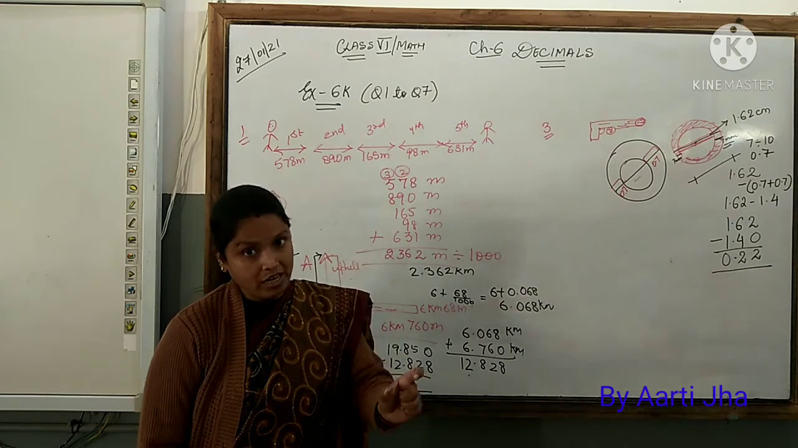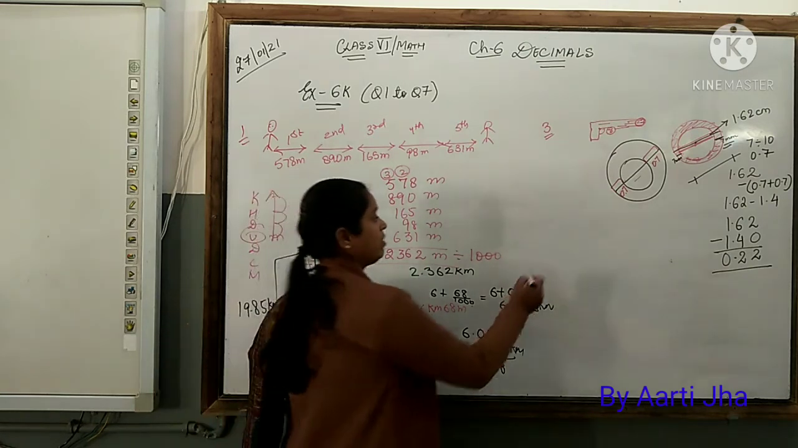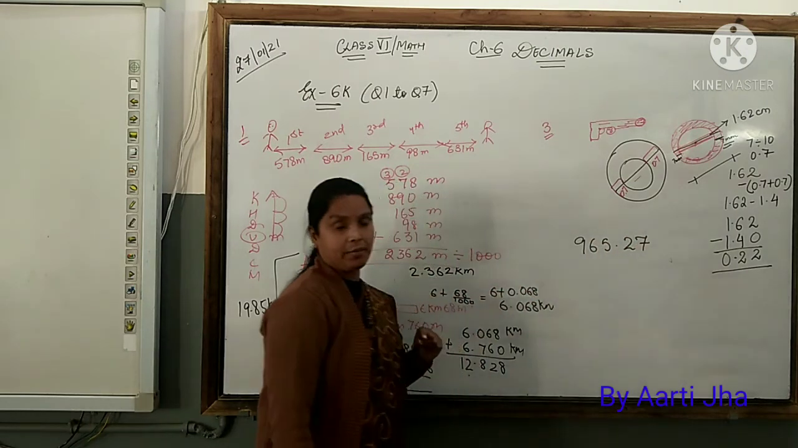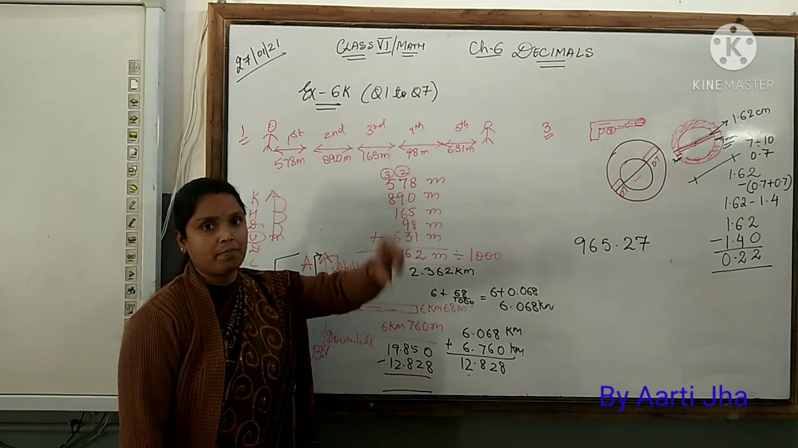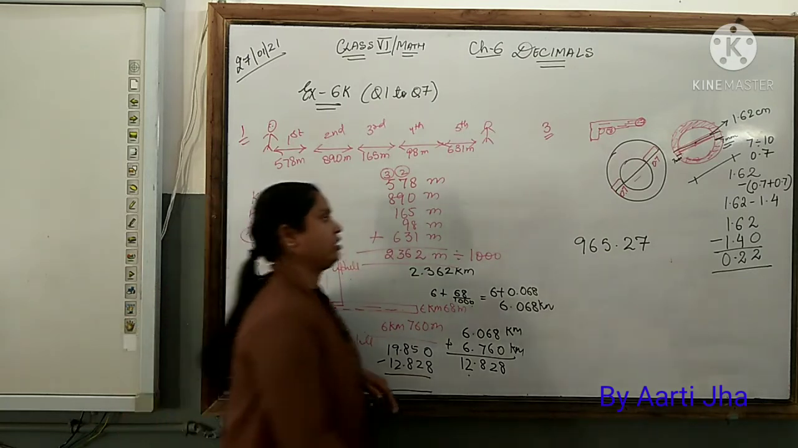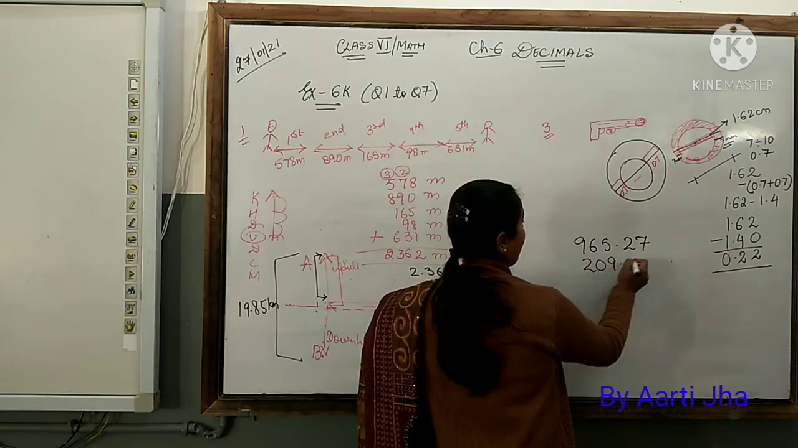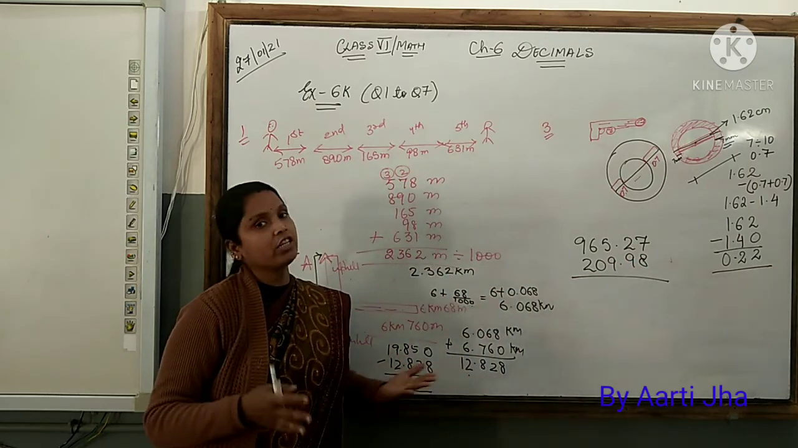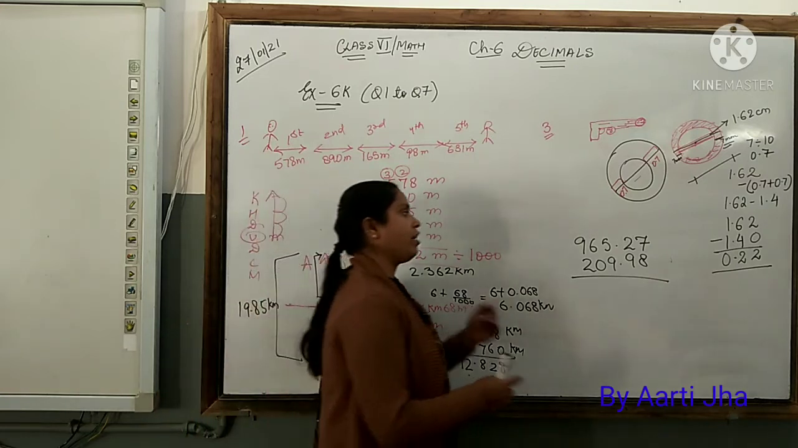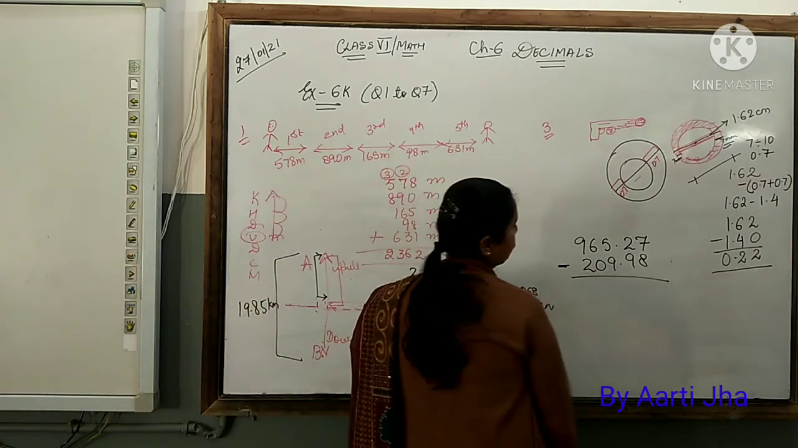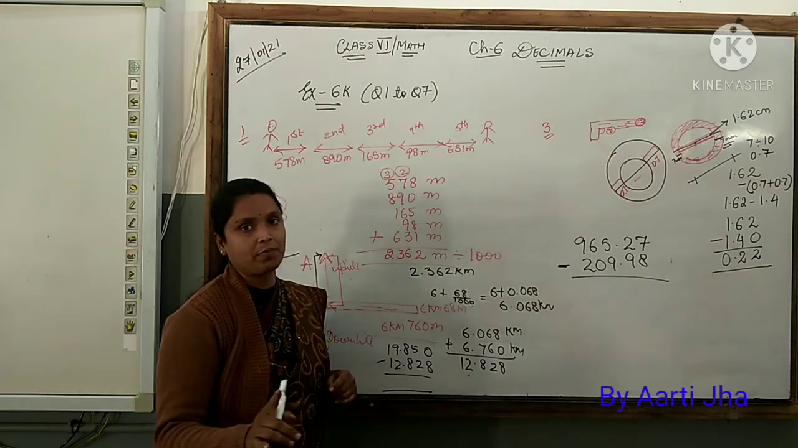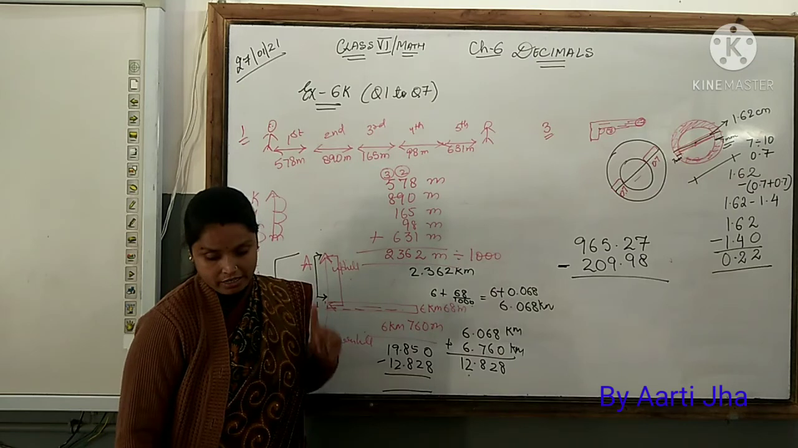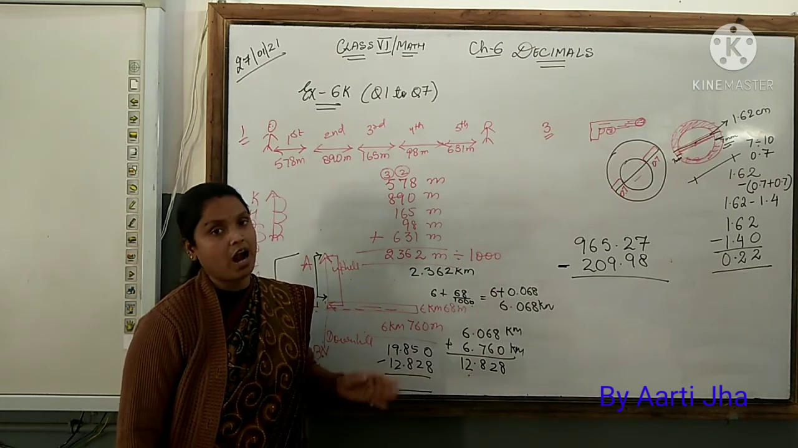Take the total amount as given, that is 965 and 27 paisa. From this total amount, how much is being withdrawn? That is 209 and 98 paisa. Now since withdrawing is to take out, for finding the remaining amount, do the number operation of subtraction. Clear?